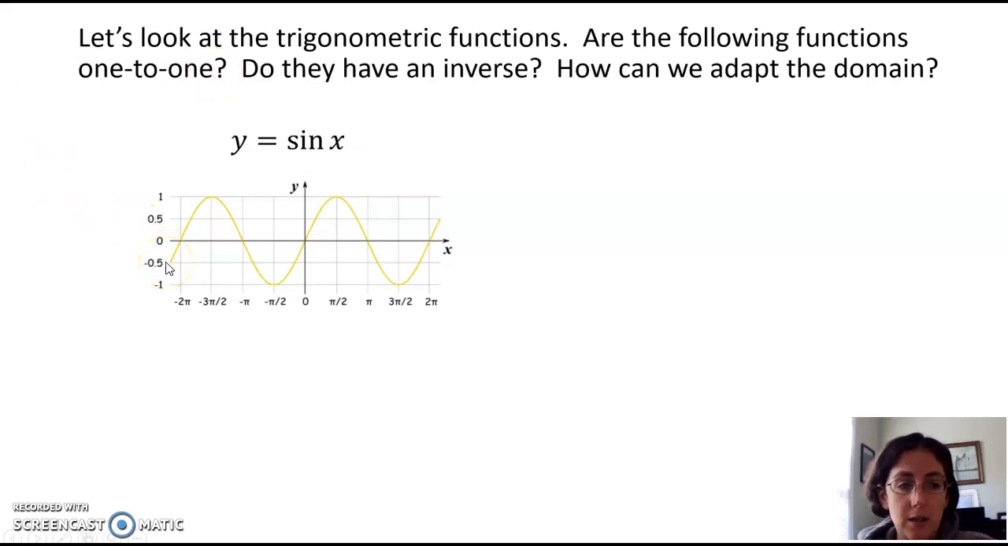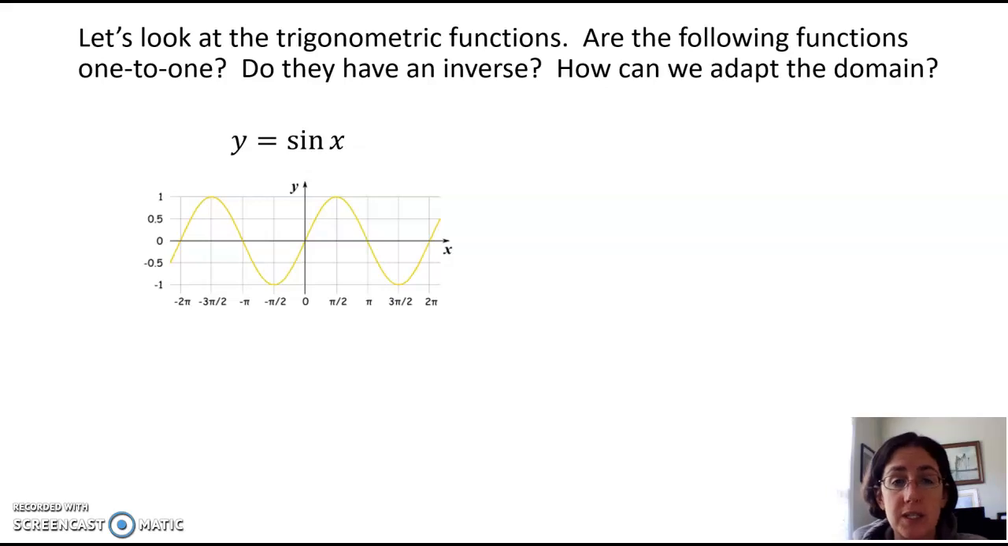Notice it's this oscillating function that goes up and down and up and down and up and down, bouncing between -1 and 1. Well, as you can see, that's definitely going to fail the horizontal line test. So what if we were to restrict the domain? What if we restricted this graph? But we have to keep the range the same.